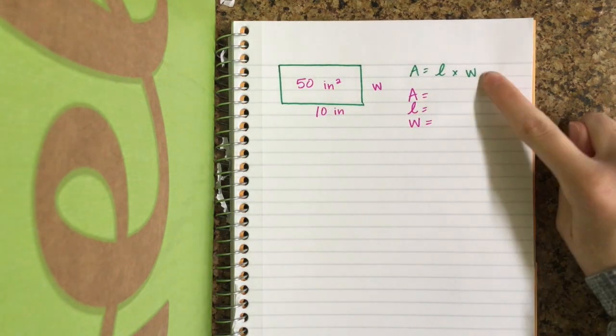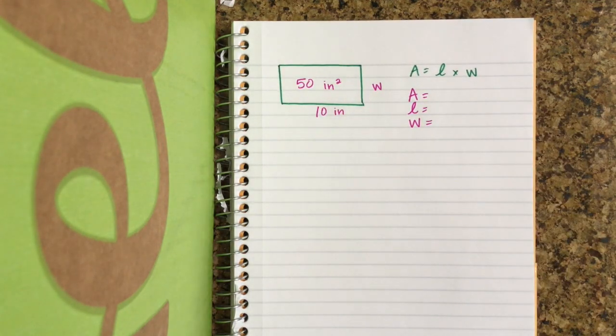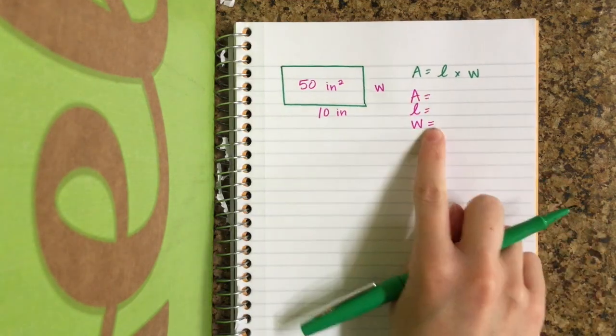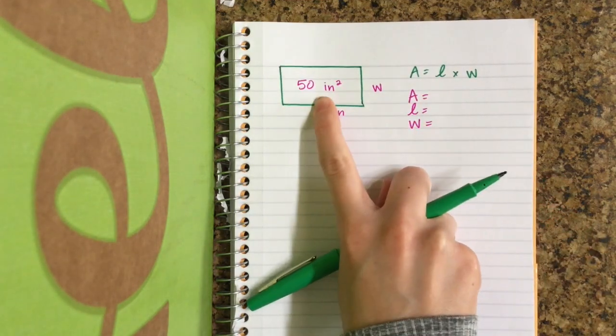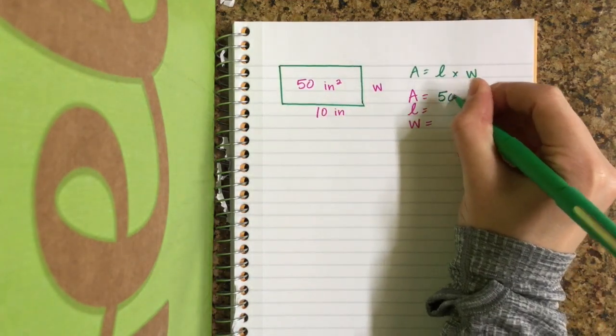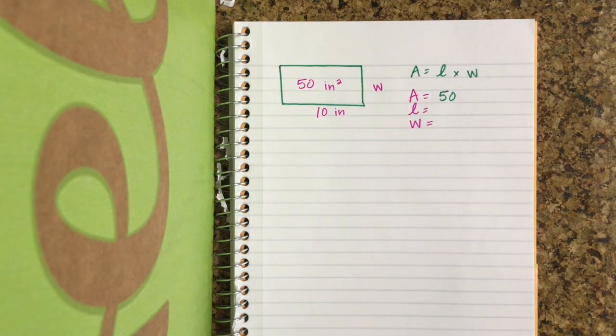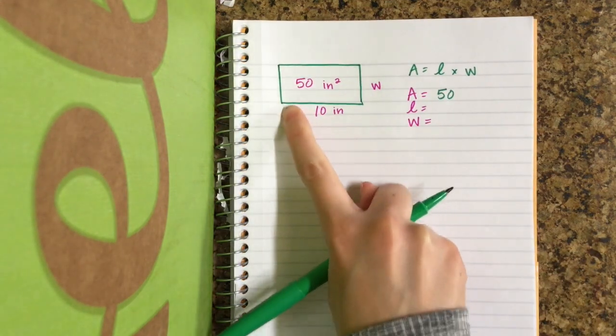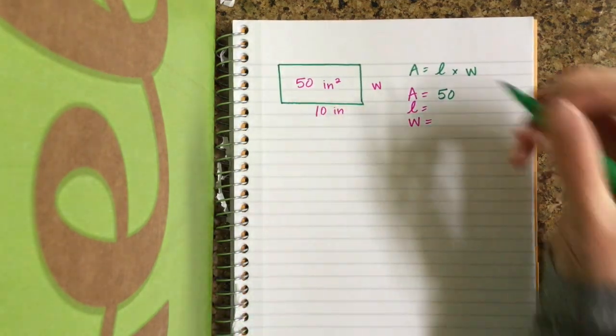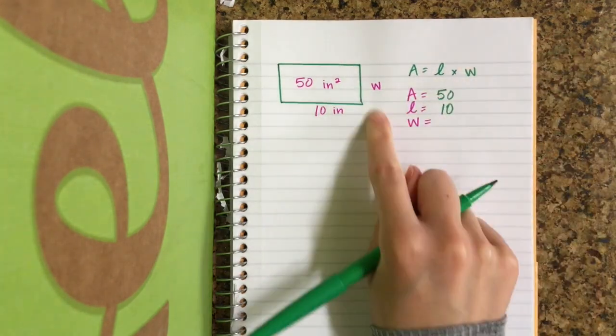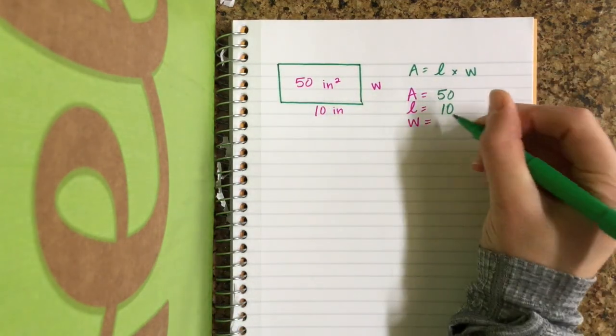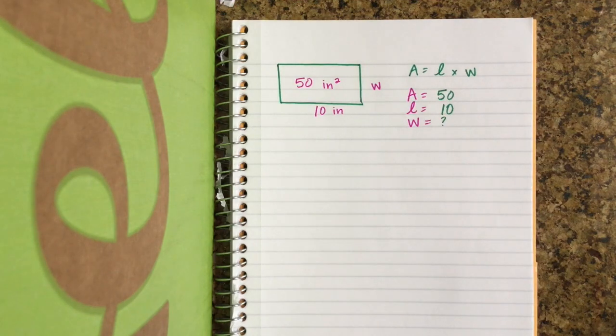So I went ahead and wrote our formula over here, and then I'm just breaking it apart. So our area that they gave us was 50 inches squared. Our length they gave us, which is this part of our rectangle, is 10. And then W, we don't know. That's the big question mark.